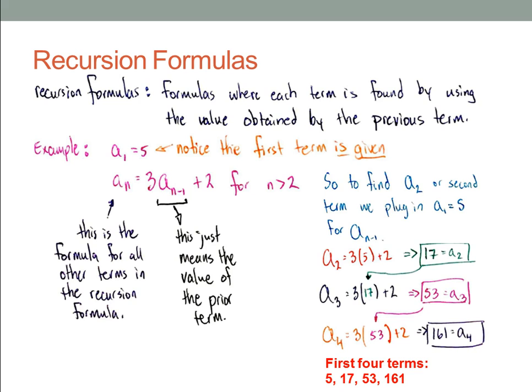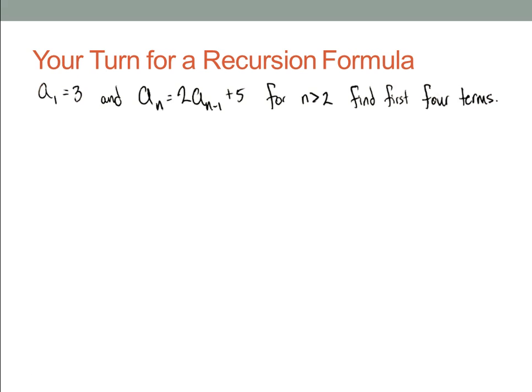Excellent. So again, a recursion formula uses the value of the previous term to obtain the value of the current term that we're looking for. All right, so let's take a look at your turn. Again, I give you the first term, which is 3. I give you a slightly different formula for all of the other terms. So let's find the first 4 terms. Go ahead and pause the video, and I'll be right back and check your work.